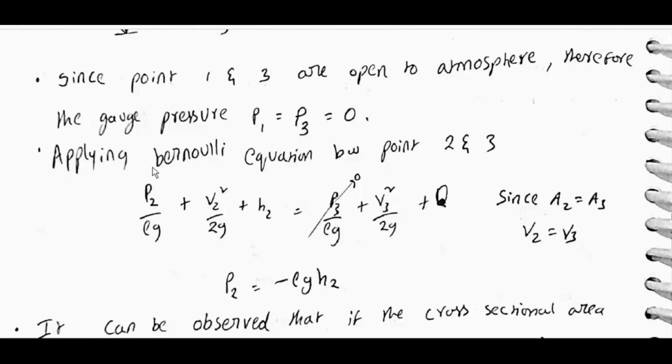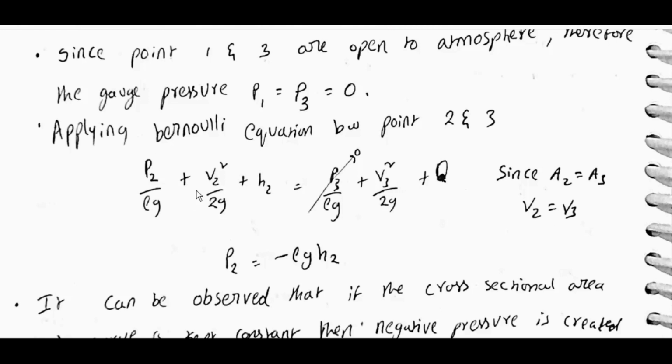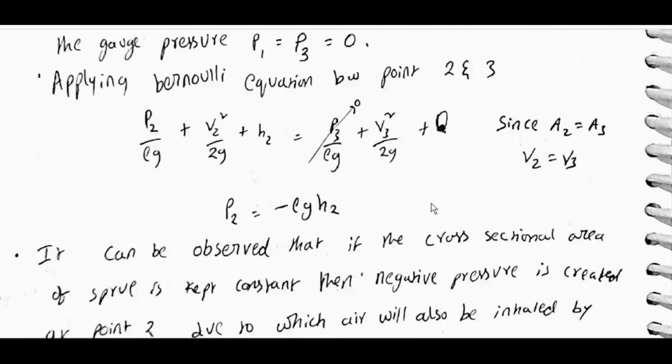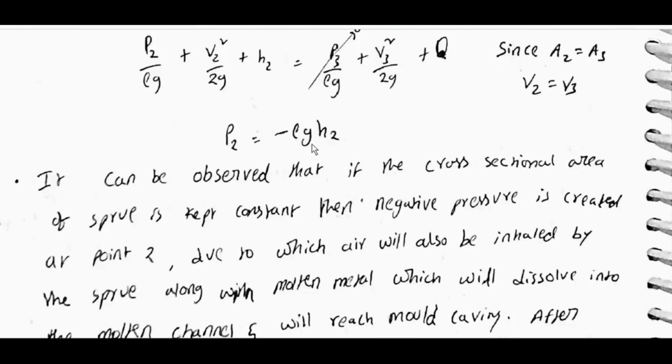Applying the Bernoulli equation between 2 and 3, P2 by rho g plus V2 square by 2g plus H2 is equal to P3 by rho g plus V3 square by 2g plus 0. Since A2 is equal to A3, V2 is equal to V3. P2 is equal to minus rho g H2.